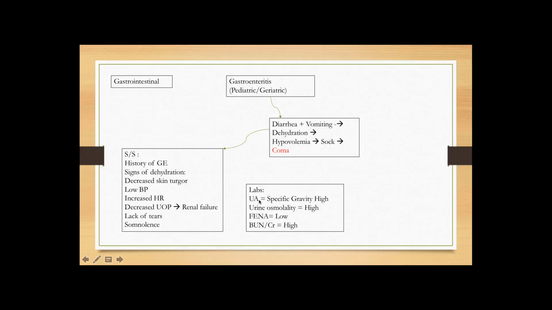So again, like we talked about previously, in case of gastroenteritis causing severe dehydration, specific gravity will be very high in the urine, urine osmolality will be high, BUN and creatinine will be high, and FeNa will be low. So everything high and FeNa will be low, or fractional excretion of sodium will be low. Treatment, of course, no surprise here, IV fluids and supportive treatment.